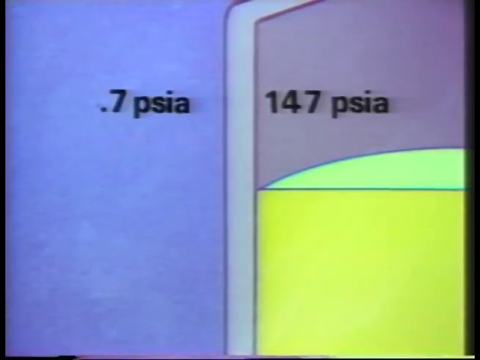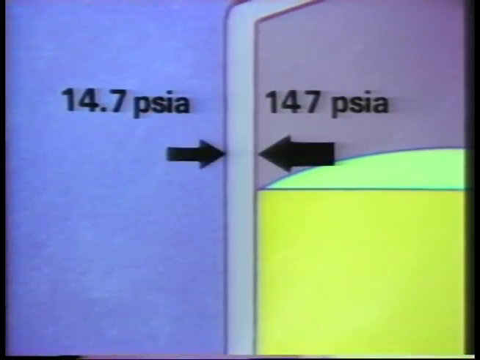The pressure inside the tank is 147 psia, and the pressure outside the tank is 14.7 psia. Now, as we said before, the difference in pressure between the inside and the outside of a tank can result in a great deal of force being applied to the tank walls. In this case, the tank would rupture if it's not designed to handle the differential pressure that occurs when the oil fills the tank and the air is compressed.